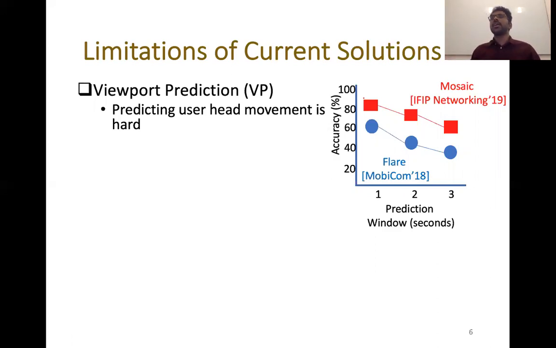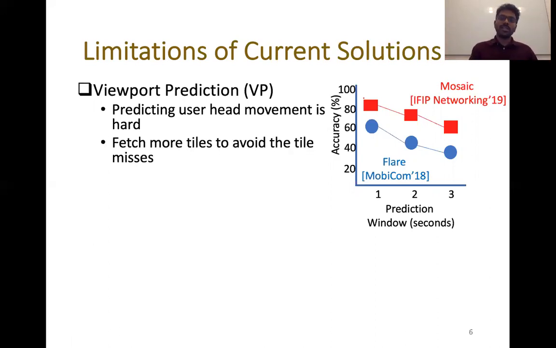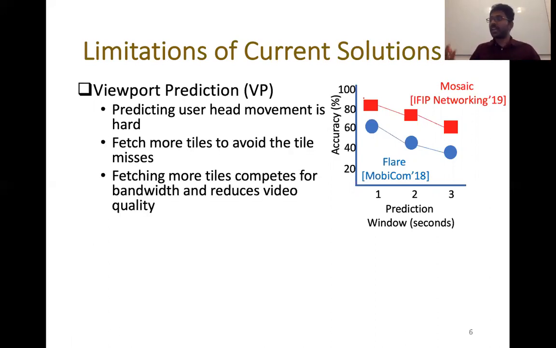What this means is that if we mispredict where the user is looking, the user will end up having tile misses and can have a bad experience. To compensate for these tile misses, the state-of-the-art solutions use some sort of heuristics to fetch more and more tiles to avoid these tile misses. But fetching more tiles means more bandwidth requirement and overall reduction in the video quality because of the adaptation techniques.